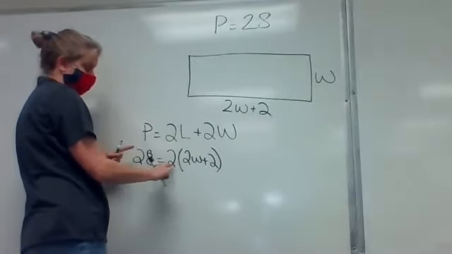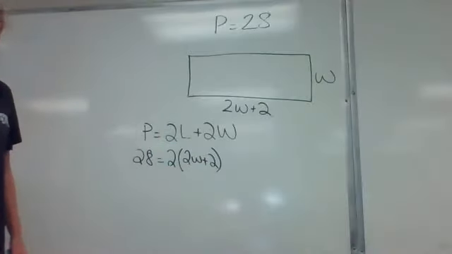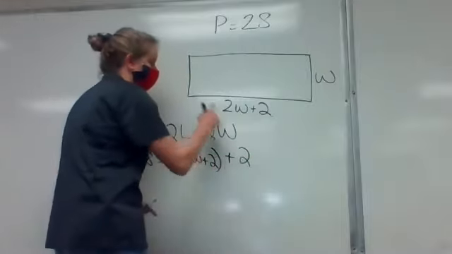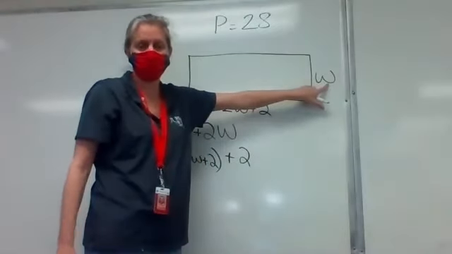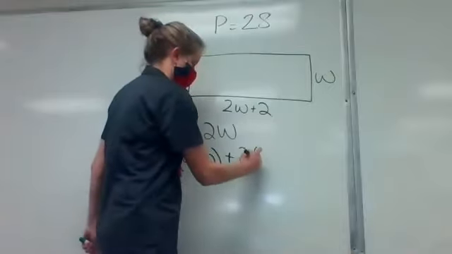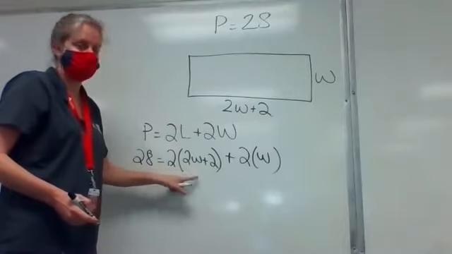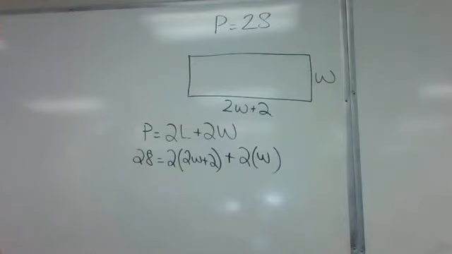That's 2 times the length. Plus 2 times the width. So 2 times, what is representing the width? Here's my width. Let's just represent it by that W. Right? So perimeter equals 2 times the length plus 2 times the width. And then it wants to know what the length and the width are. The only unknown letter I see is a W. So I'm going to find what that W is.